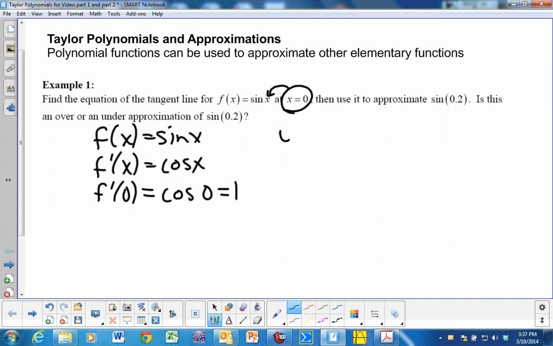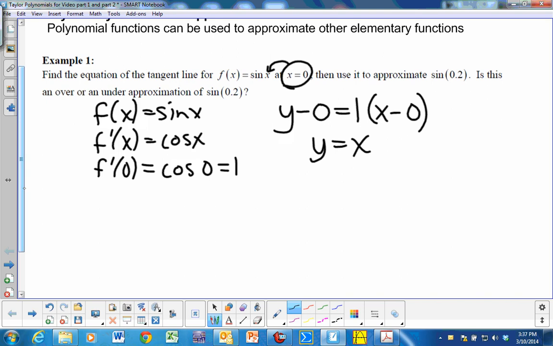So if we go the long way, y minus the y value, which is 0, equals the slope, which is 1, times x minus the x value, which is 0. So we end up with the equation y equals x. What we are supposed to do is use this to approximate the value of sine of 0.2. So sine of 0.2 is approximately equal to plugging in 0.2. We're using this function to approximate it. If we plug in 0.2, we're just going to get 0.2.